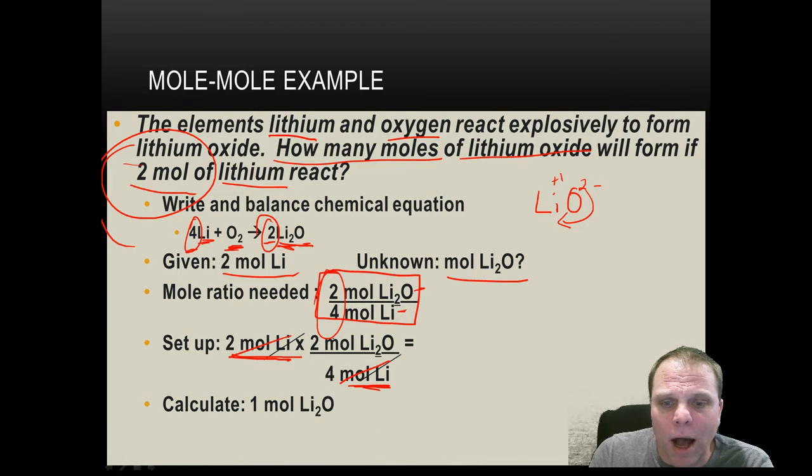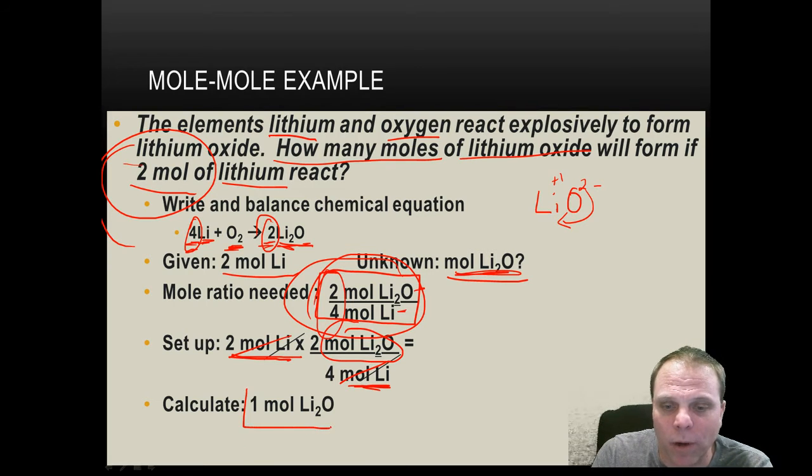And now I put on top the 2 moles of lithium oxide. Why? Because that was the ratio that I made from my balanced chemical equation, and that's why I used it here. So what am I left with? A lot of times I like to circle what I'm left with, make sure that's what I was looking for. I'm looking for moles of lithium oxide. Indeed, that's what I've got. So then I can come up with my answer.